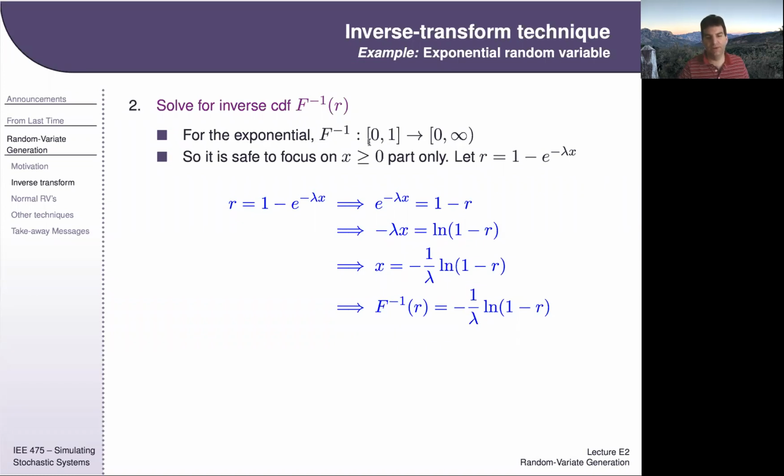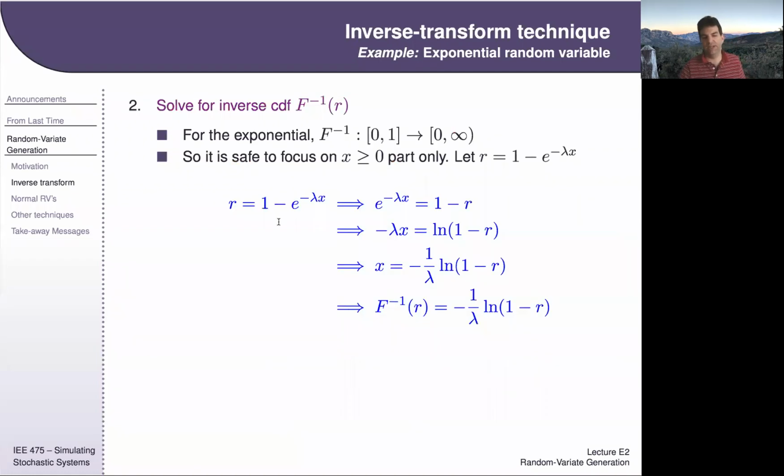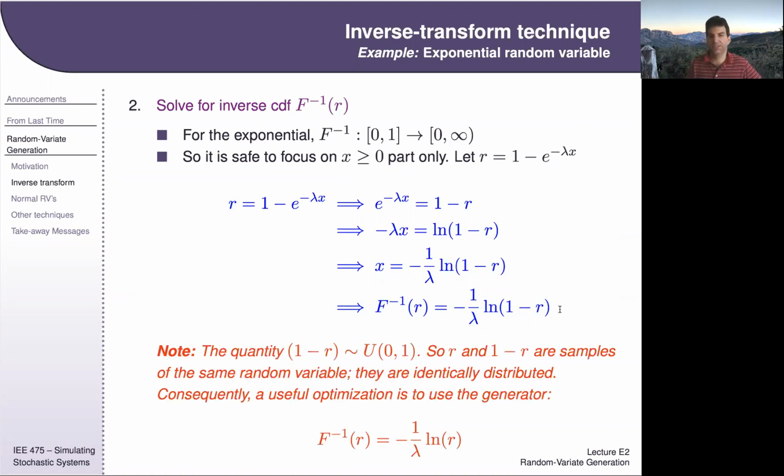So for this one, 0 to 1, there's only density in this upper portion here. So that's the only portion I care about here. So I just set R equal to my CDF, and then I solve for X, and that's just what I did there. And the right-hand side of that process becomes my inverse CDF, otherwise known as a quantile function. And then that is what I can use to then generate my random numbers.